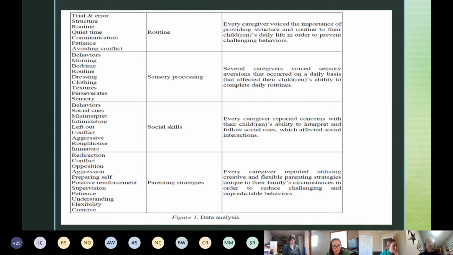It had to do with sensory processing. Okay, not every caregiver stated this, I would say, and I can't remember what I said in my write-up, but most of the caregivers voiced sensory aversions that occurred on a daily basis that affected their children's ability to complete daily routines. So what is that overarching theme? And you're writing a description of it that everybody or most of the people are saying and getting at. And you're putting that into your own words.